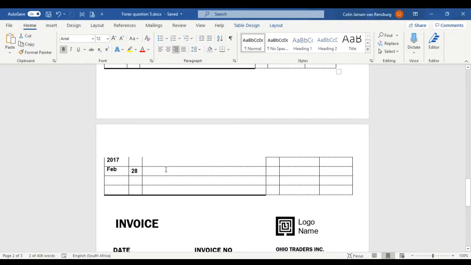Okay, so now what we need to do, ladies and gentlemen, we know that we had a gain at the end of the year, at the end of the previous year. So that foreign exchange gain.